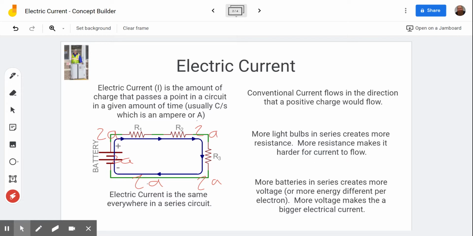Okay. The second thing is you'll see them adding batteries. So instead of just having one battery over here, they might have 2 or 3 batteries. If those batteries are hooked up in series, since the batteries create voltage, more batteries in series create more voltage. So if we have 1, 2, 3 batteries, that will have more voltage than one battery in series. More voltage makes a bigger electrical current. So if we're pushing harder, that's going to make the current bigger. Instead of 2, it'll be 3.